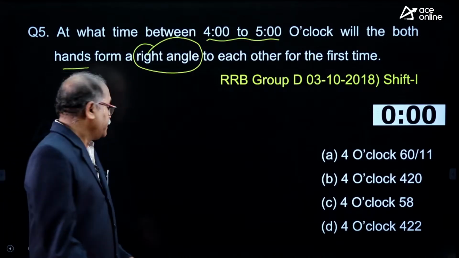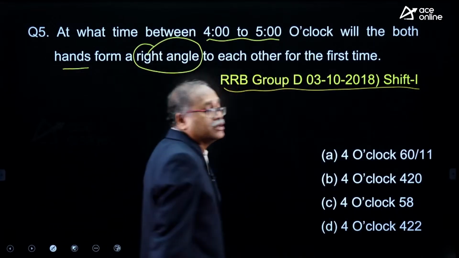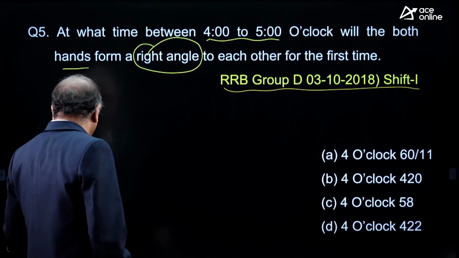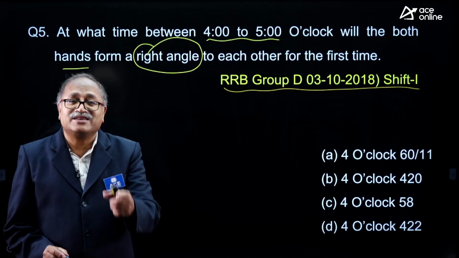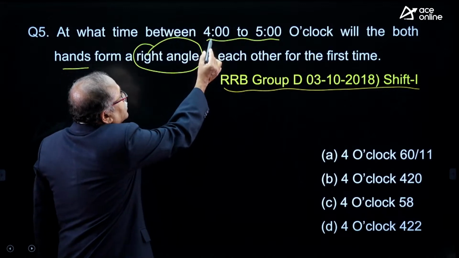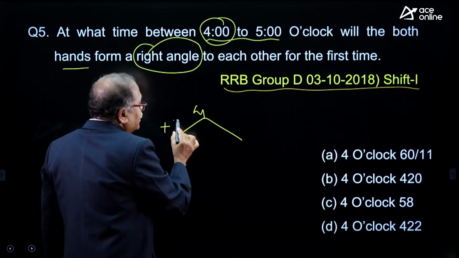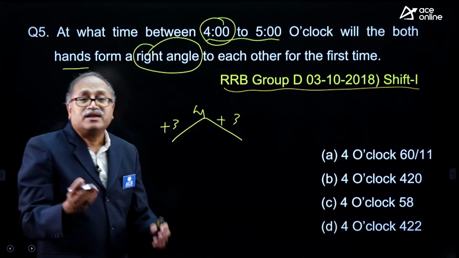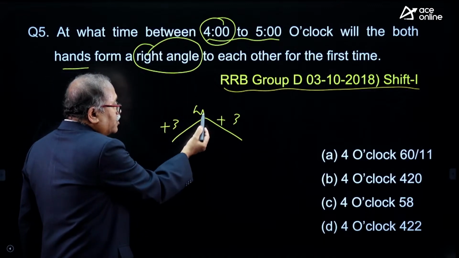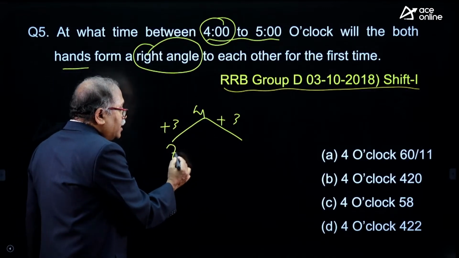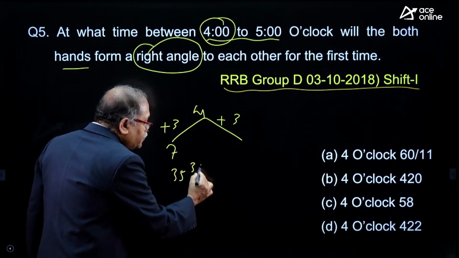So now you can see that again I have taken the RRB Group D examination of a particular year. In case of right angle, people will go with the formula. We will use a trick here. What is that trick? Take the first 4, and from here plus 3 and minus 3, because right angle means a 3 hour gap. So 4 plus 3 is 7, and 7 into 5 is 35. So 35 by 11.